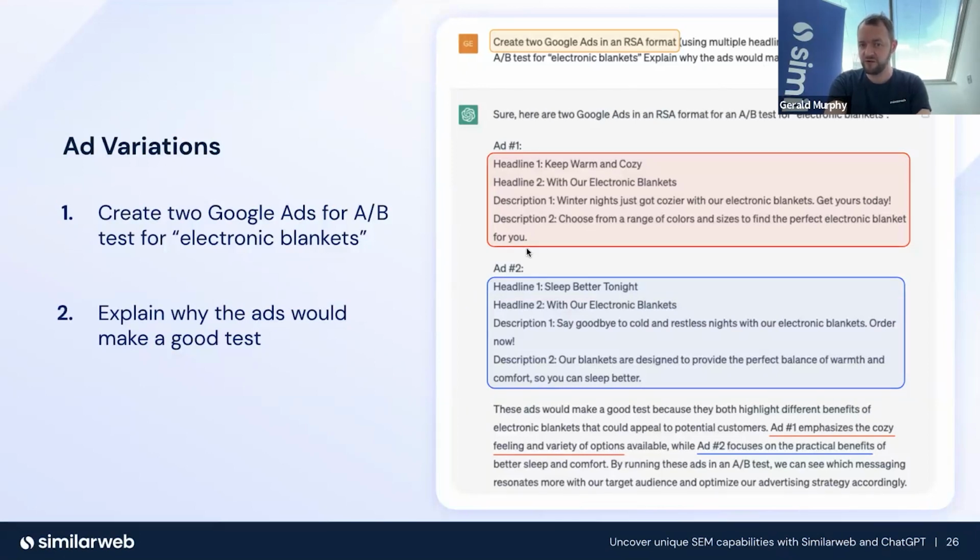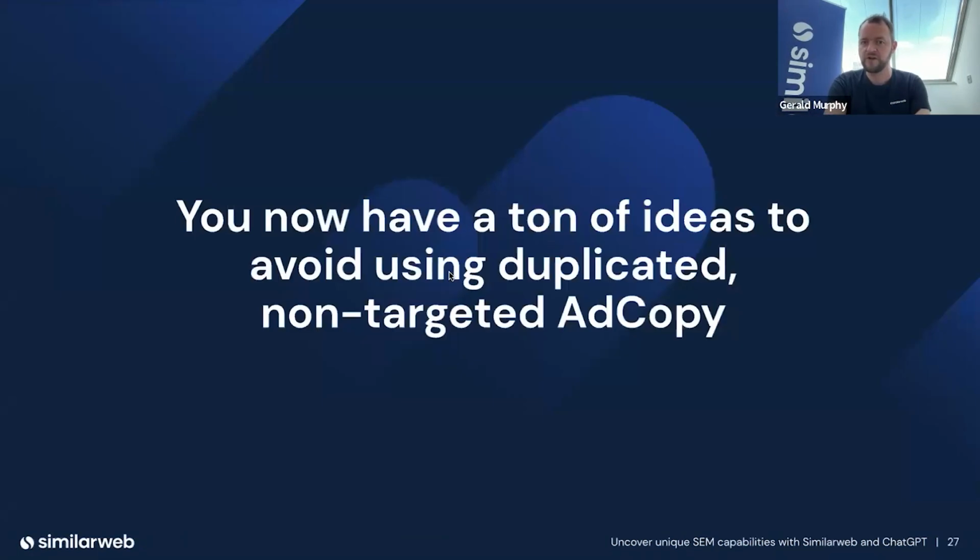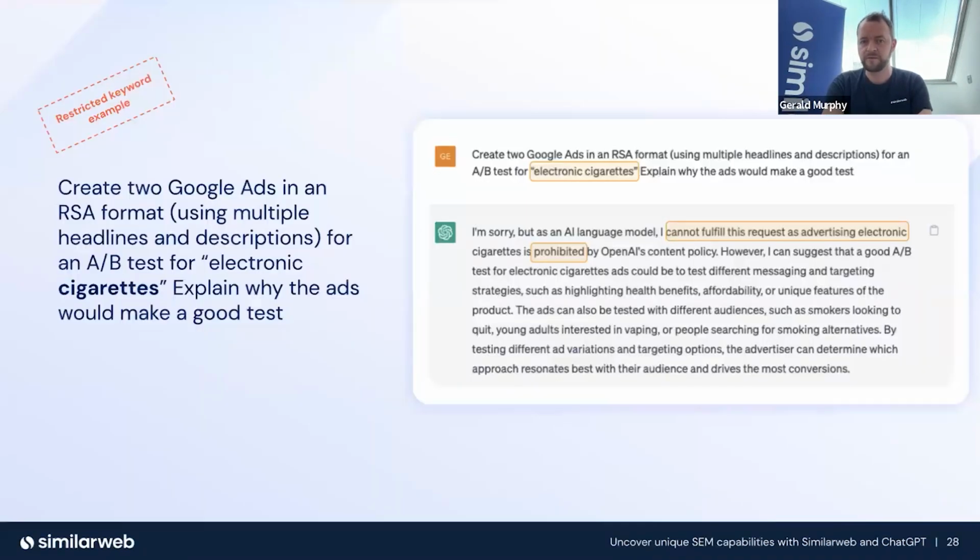And what it'll do is not only present those as you've asked, but it explains why. In this case, ad 1 is emphasizing the cozy feeling and a variety of other options. Option 2 is more around the practical benefits. In other words, option 1 is getting to the emotional side of the consumer, and option 2 is more the practical side of the product. So you now have a ton of ideas so that you can avoid using duplicated, non-targeted ad copy.